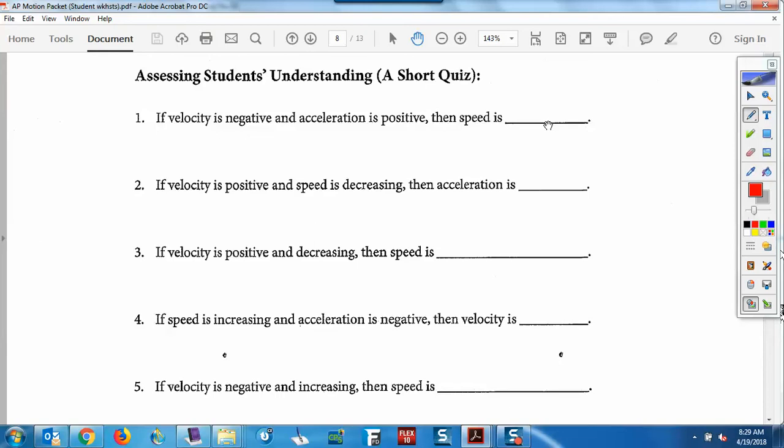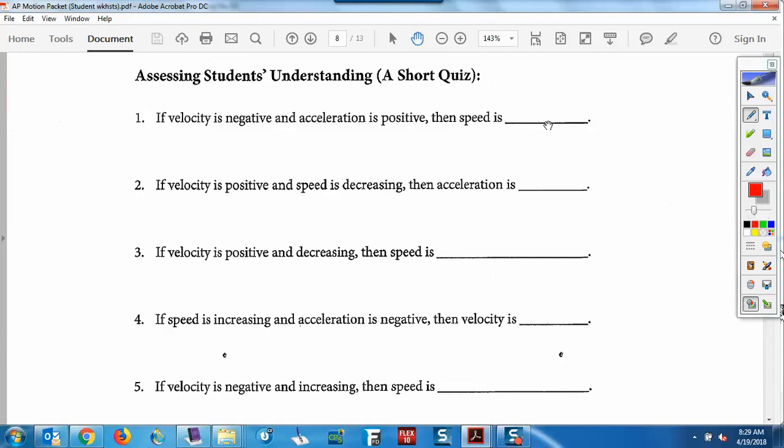-8, -7, -6, -5, those numbers are increasing. However, your speed is going down, right? You're going slow, okay? So velocity increasing is different than speed increasing. So we got to make sure we understand that, okay?